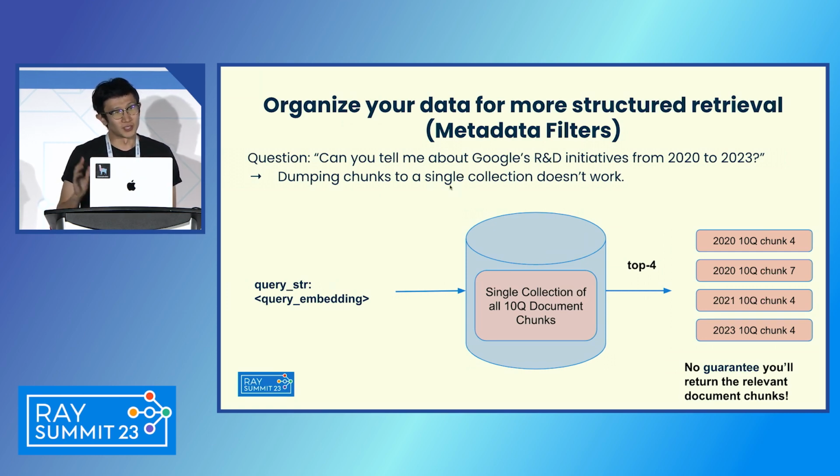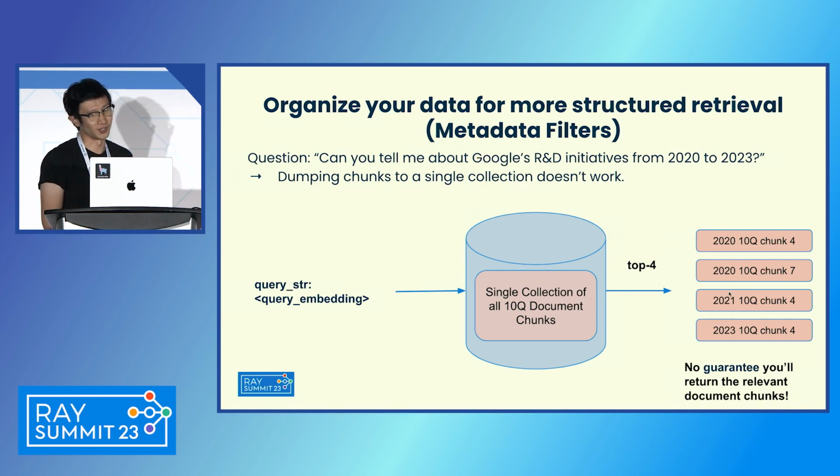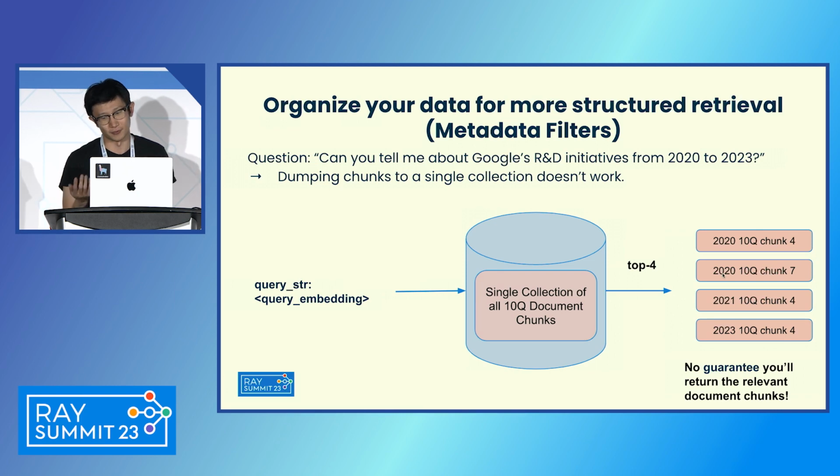Now, if you don't take advantage of that at all, and you just dump all the 10K document chunks into a single collection and do, say, top 4 retrieval, you're just going to get a random mess. Chances are you're not going to get the relevant context for each year. You might get 2 from 2020, 2 from 2022, and none for 2023. So there's no guarantee you'll return the relevant text chunks purely with semantic search. It's just a little bit fickle that way.